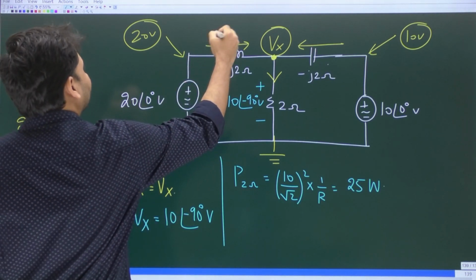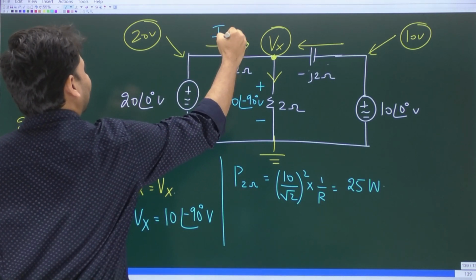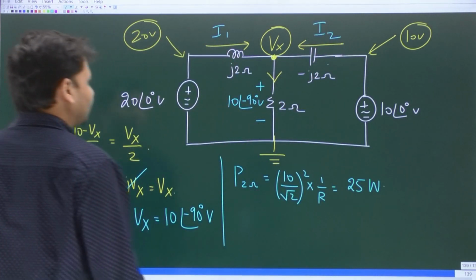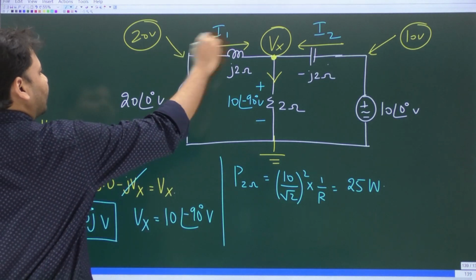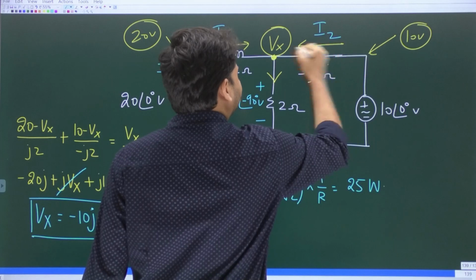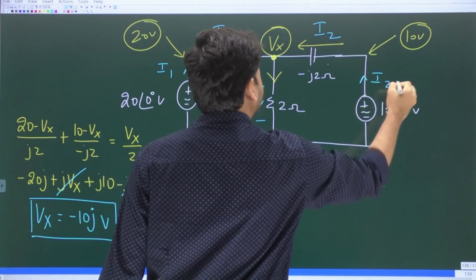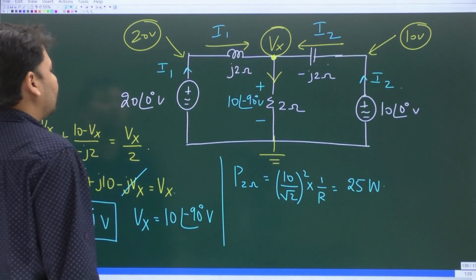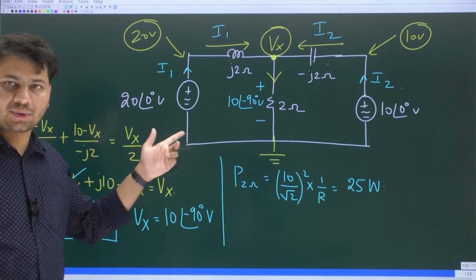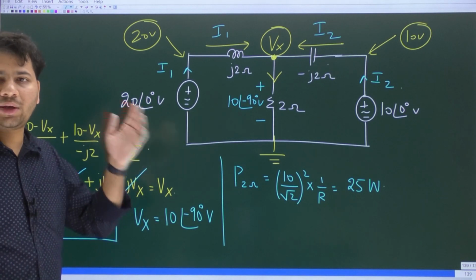Let us call this current I1. Let's call this current I2. Now if that is I1, this is also I1. And if this is I2, this is also going to be I2. So to find the power absorbed by this source, you should multiply the voltage with the current.